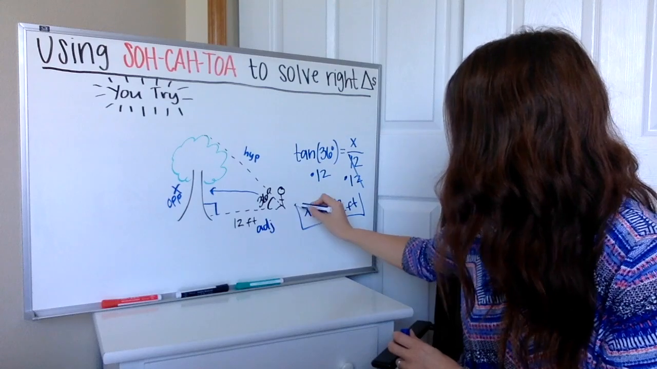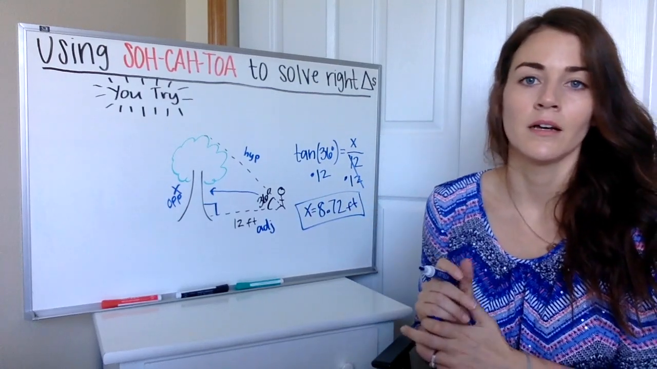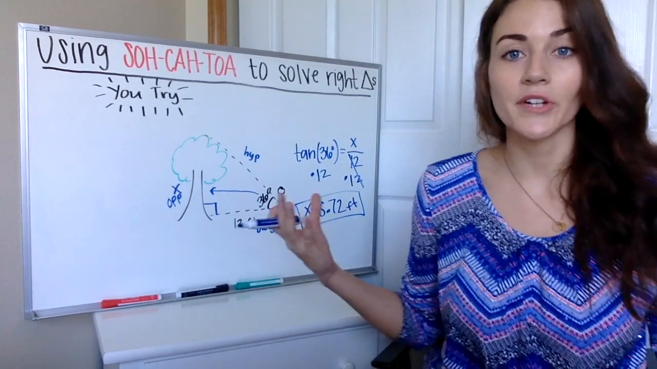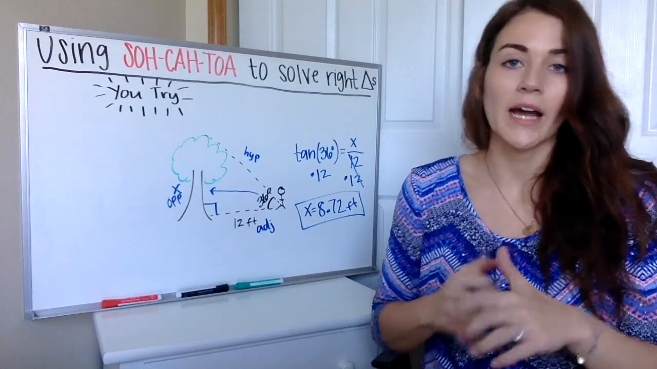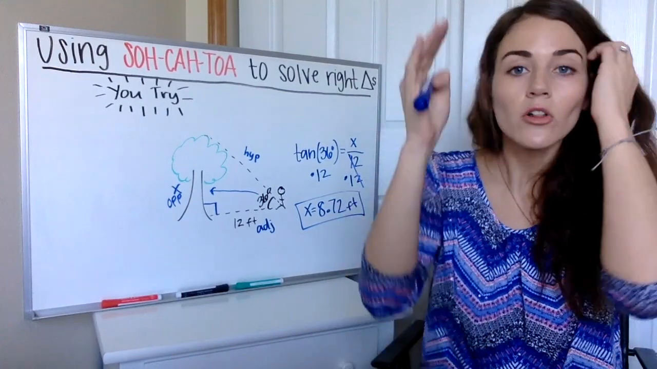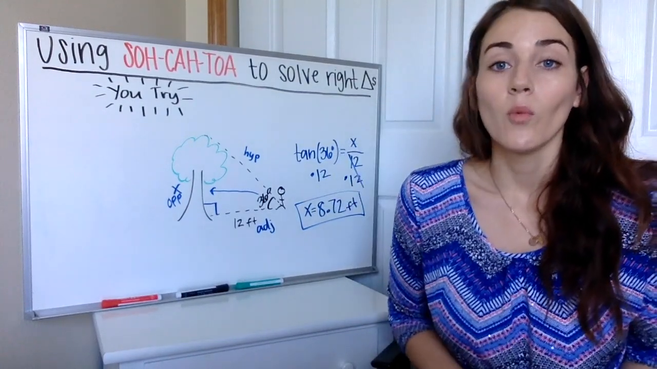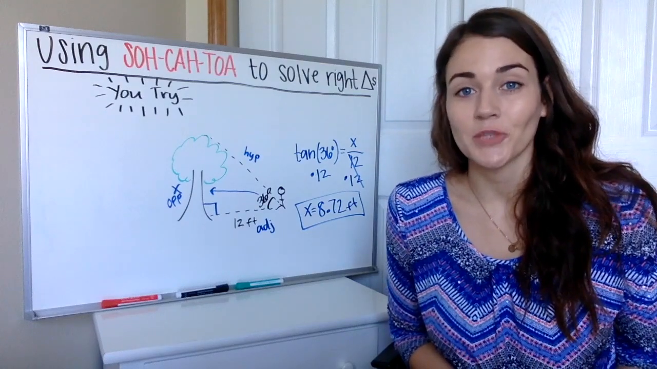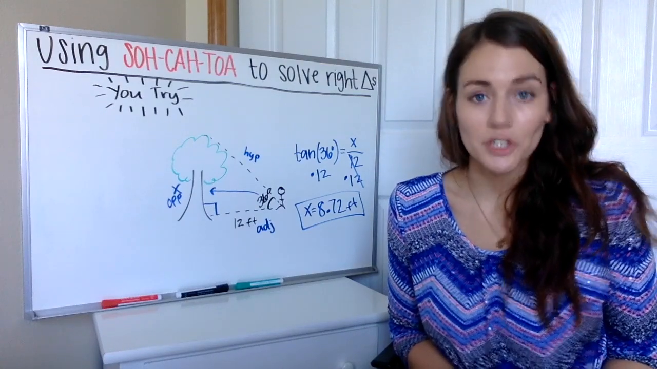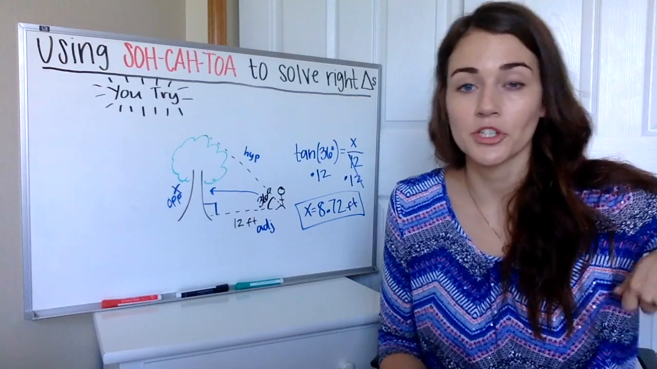Now what is that answer representing? That answer is the height of our tree, right? By knowing how far from the tree and the angle looking up at the tree, we were able to find the height of the tree without having to take out a measuring stick and take it to the top of the tree and measure it.